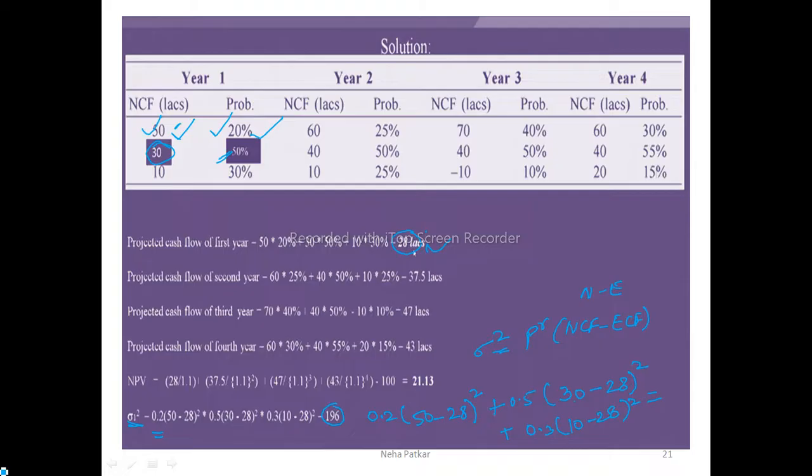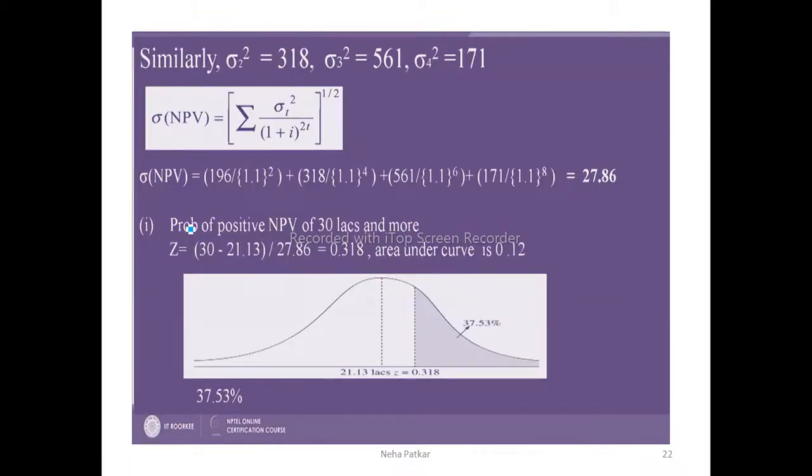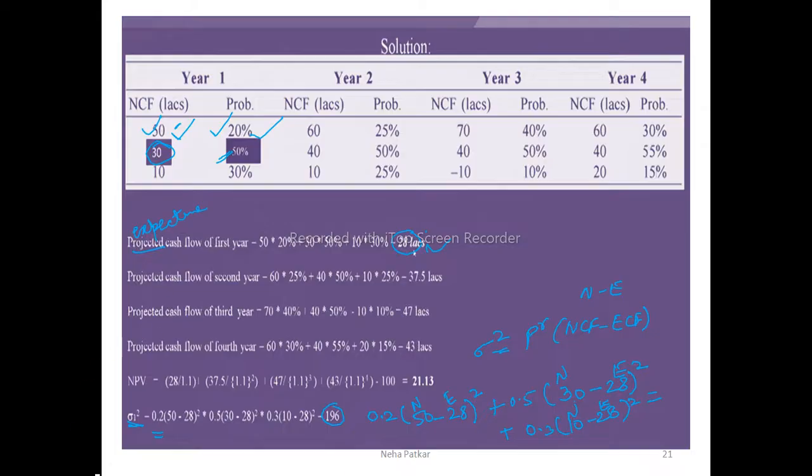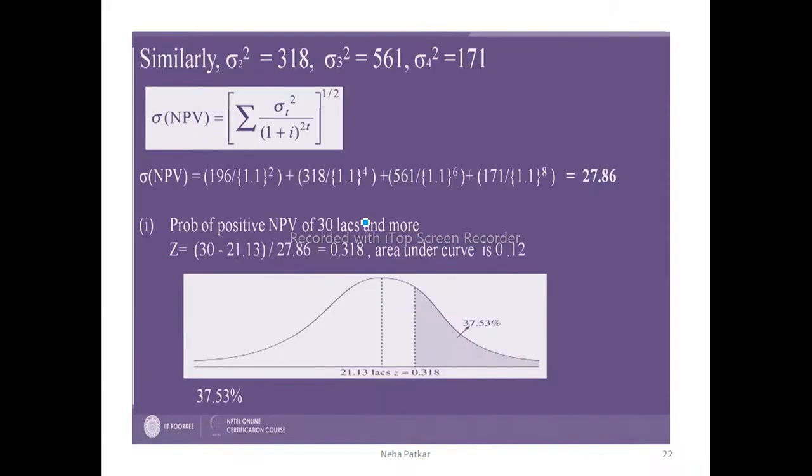Here we have taken net cash flow, expected cash flow, for each outcome. The expected cash flow is also what we are expecting with this probability. Similarly, we can calculate sigma 2 square, sigma 3 square and sigma 4 square using this formula. The values of all the sigma squares are given here.